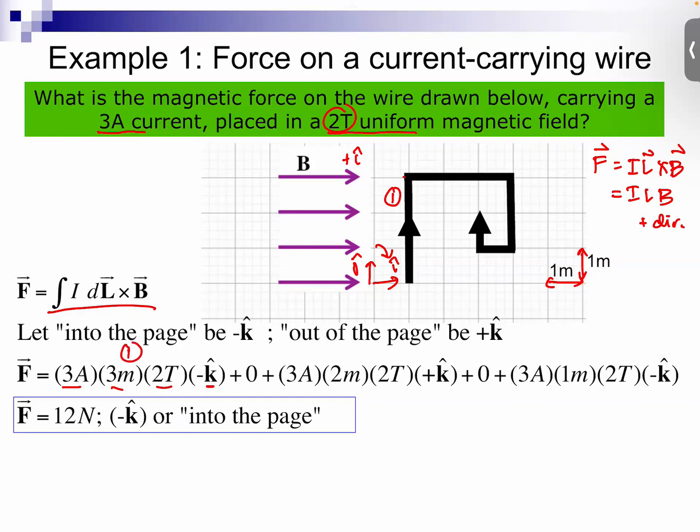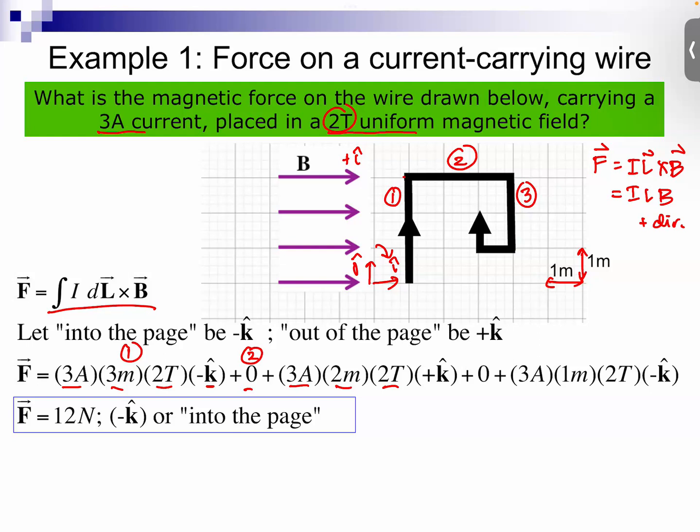For wire segment 2, it's this region here. Notice how it's parallel to the magnetic field. Hence, the force on wire segment 2 is equal to 0. Wire segment 3 is this segment here. It's not parallel to the magnetic field, so you know there's a force. The current is 3 amps times the length. The length of wire segment 3 is 2 meters, times the magnetic field, 2 Tesla.